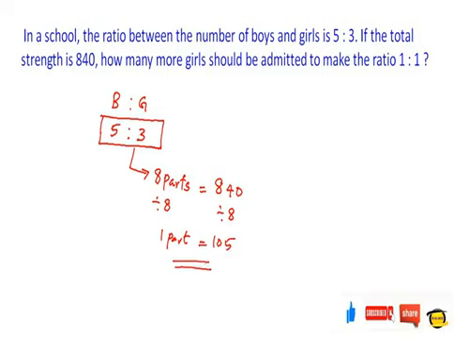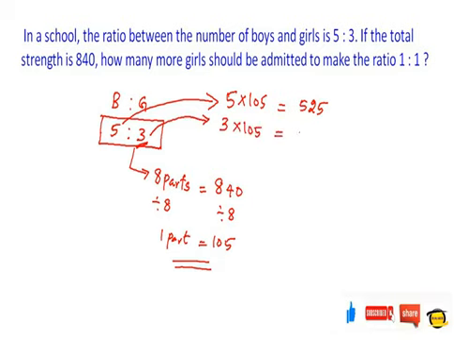From this, what can we do? We can see that the total number of parts representing boys is 5, right? So what will be the total number of boys? 5 multiplied by 105, and that should give us 525 boys. Similarly, the number of parts representing girls is 3. So for finding the 3 parts of students, we can multiply 3 with 105, that is equivalent to 315 students, right? Now we know that the number of boys present in the school is 525 and the number of girls present in the school is 315.